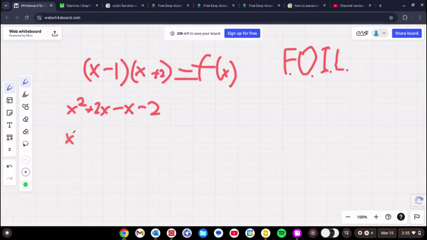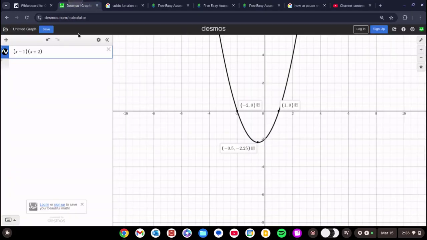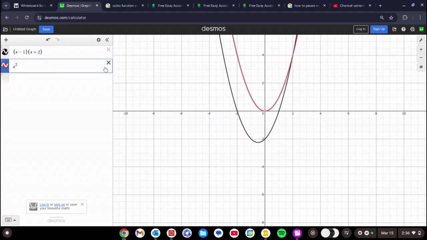And we can simplify this by adding these together because they have the same variable of x. Neither of them have a different power, so you can add these together to just get plus x, and then you have minus 2. So x squared plus x minus 2. So let's type that in. X squared plus x minus 2. Oh, it disappeared, but that's because these are the exact same equations, just written in different ways.